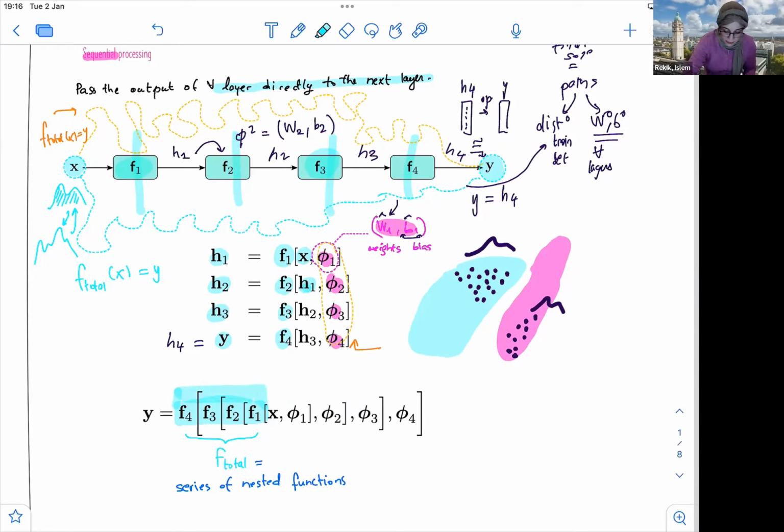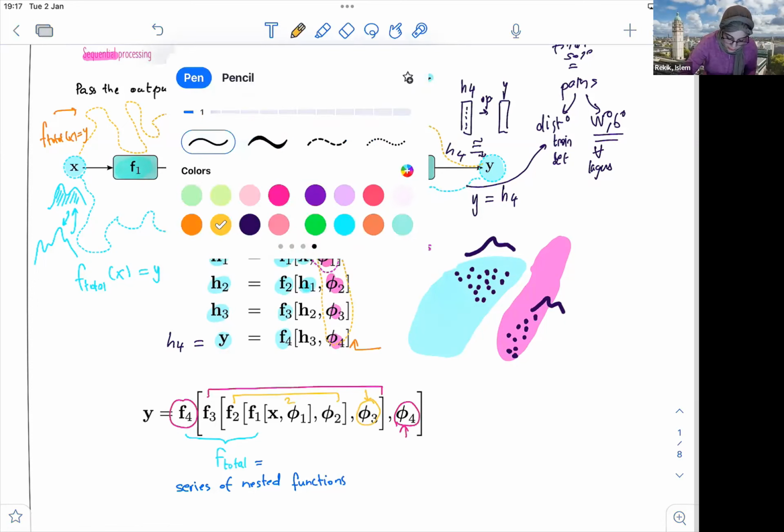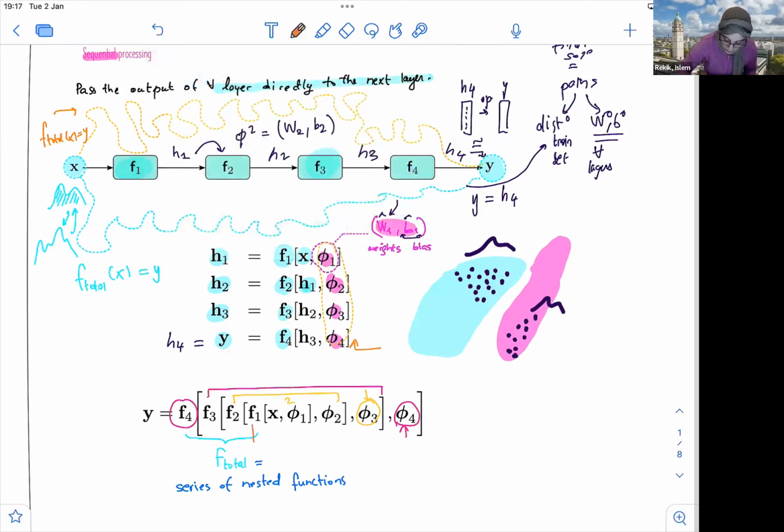You can write this very easily, so I'm just going to clarify it a little bit here. So F4 takes the transformed element from the previous layer F3, and these are the parameters of our function F4, okay? And then F3 takes as input the output of layer 2, so this is layer 2 and its parameters here. And layer 2 takes as input the output of layer 1, with its parameters phi2. So you can see the nestedness.